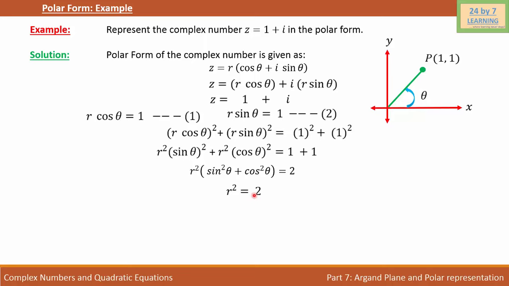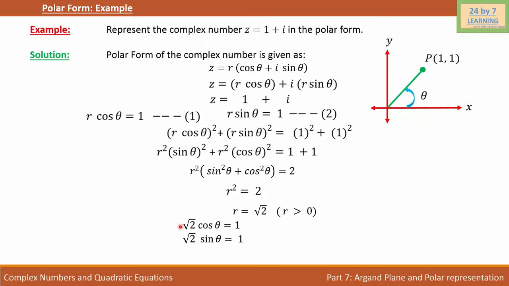If I further simplify, I will write r is equal to the square root of 2, where r is greater than 0. So basically, I'm not considering the negative value of r. Now let's substitute the value of r equals square root 2 in equations 1 and 2. I will get root 2 cosine theta equals 1, which is my first equation, and root 2 sine theta equals 1, which is my second equation.